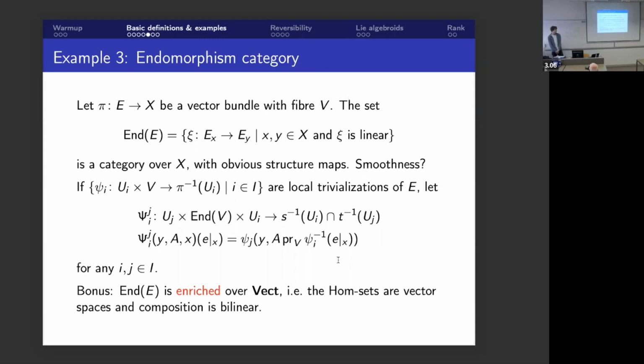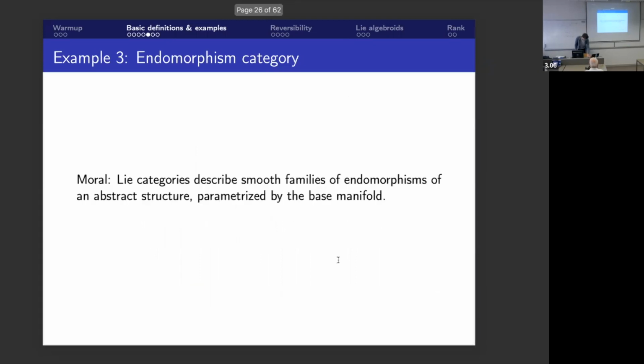And the bonus is that this guy, this NE, is moreover enriched over the category of vector spaces. So what does that mean? That merely means that the home sets are vector spaces and the composition is bilinear. Okay, so this is kind of a bonus that was not present until now in the theory of Lie groupoids, which we will encounter very soon. So yeah, the moral of this last example is that Lie categories can be used to describe smooth families of endomorphisms of an abstract structure that's parametrized by the base manifold.